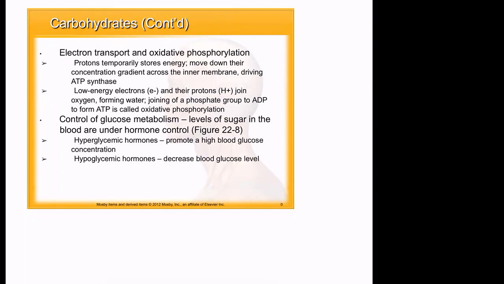All right. Control of glucose metabolism. We discussed this in the endocrine system, how we have hormones like glucagon and insulin, cortisol, that are going to help sort of determine how much sugar should be in the blood at any given time.